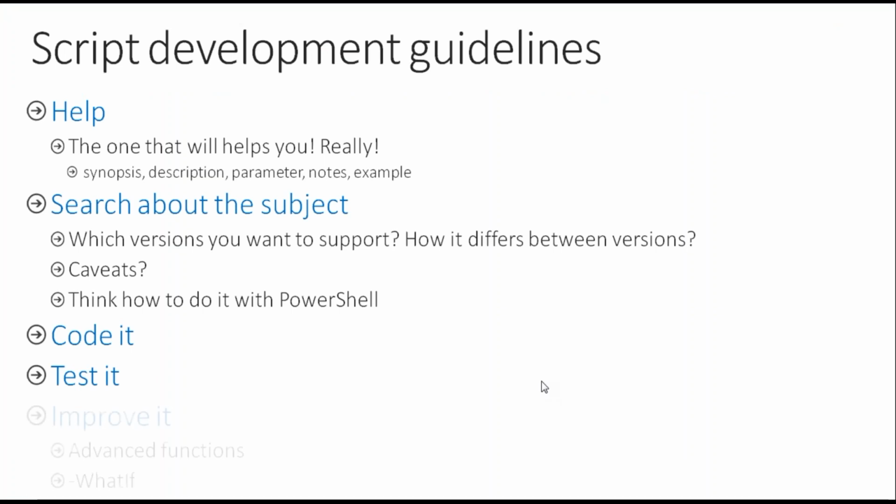Next, we can improve it, okay? After we test it and when the script is working as expected, we can try to improve it. For example, converting it into an advanced function and taking advantage of the common and risk mitigation parameters, among others. This will also help to learn more stuff, even more stuff.